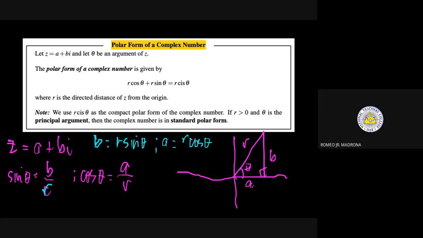Ayan. So, na-express natin si B and A in terms of sine and cosine. So, we can rewrite Z in terms of the trigonometric functions. Z is in terms of sine and cosine. So, R times cosine theta plus i sine theta. Ayan. Eto na class magiging polar form natin.